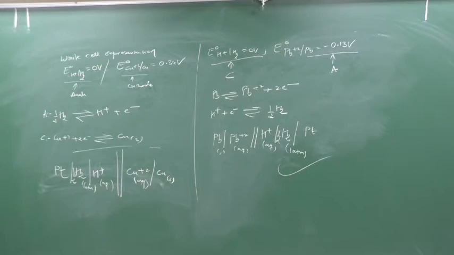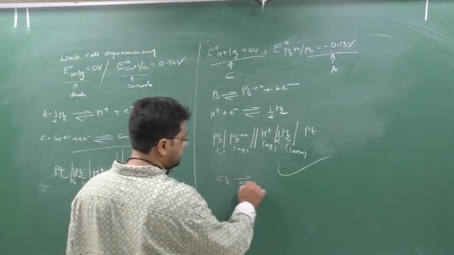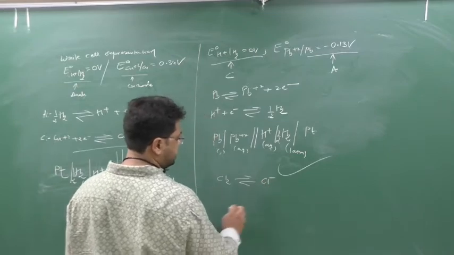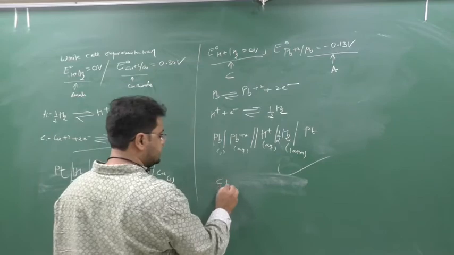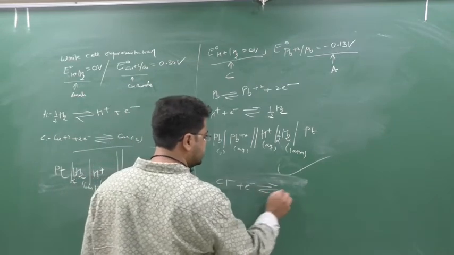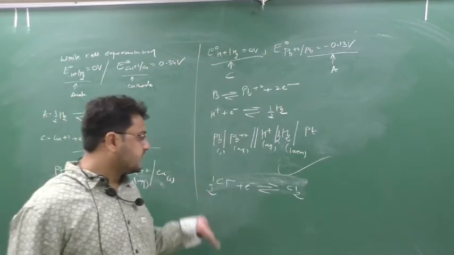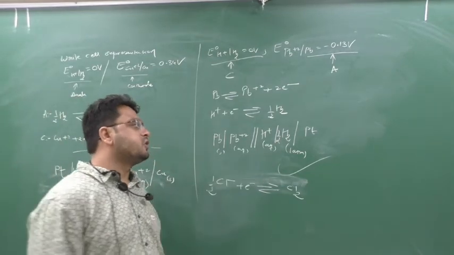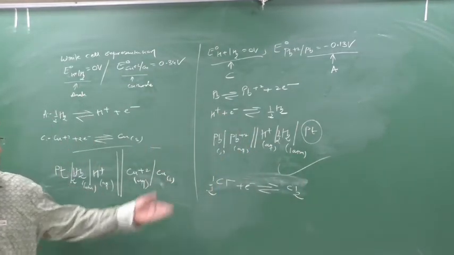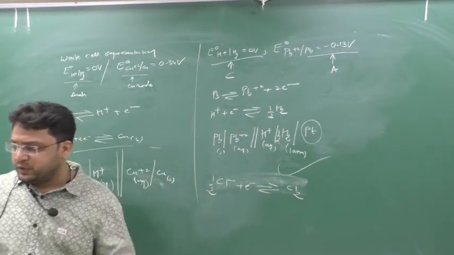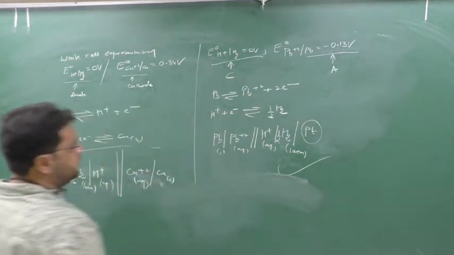Instead of hydrogen, chlorine can also come: Cl2, Cl minus, plus electron, or I can write it like this also, Cl minus plus electron gives Cl2, half. So you can write for this also: first active ion, then gas, then inert electrode. Usually the inert electrode will always be platinum, don't worry. For chlorine you can write this, and for bromine also. When the questions come, you will understand. Clear? Shall I write this down?